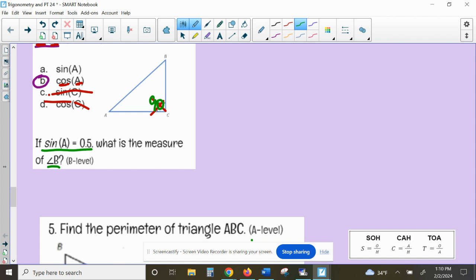Okay? So this is the information we're using right here. Sine of A equals 0.5. Do you know what A is? Do you know what this is? No? So we are looking for an angle, right? We need this angle.